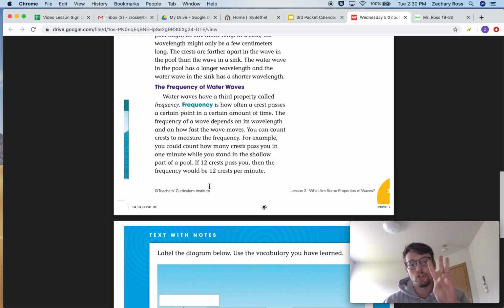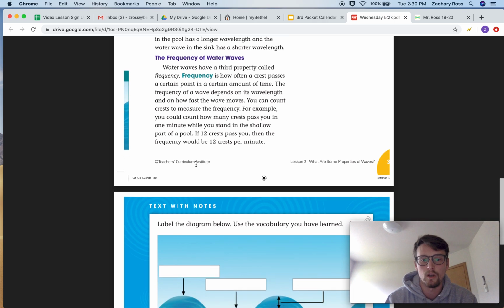The frequency of waves. Water waves have a third property called frequency. Frequency is how often a crest passes a certain point in a certain amount of time. The frequency of a wave depends on its wavelength and how fast the wave moves. You can count crests to measure the frequency. For example, you could count how many crests pass you in 1 minute as you stand in a shallow part of a pool. If 12 crests pass you, then the frequency would be 12 crests per minute.